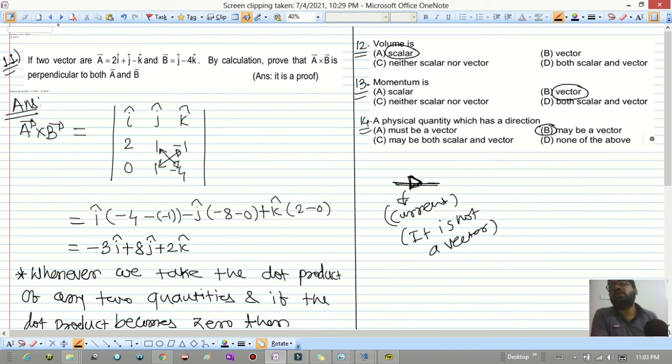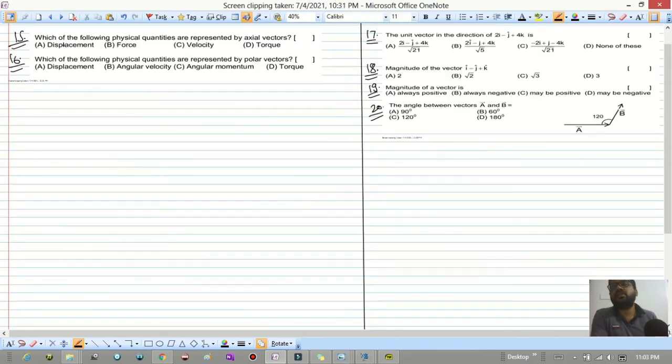Okay now. Chalo, next. Which of the following physical quantities are represented by axial vectors? Torque, velocity, linear force, linear displacement, linear or polar vector? Which of the following physical quantities are represented by polar vectors? Displacement is polar; angular velocity, angular momentum, torque are axial vectors. Next, the unit vector in the direction 2i hat minus j hat plus 4k hat.